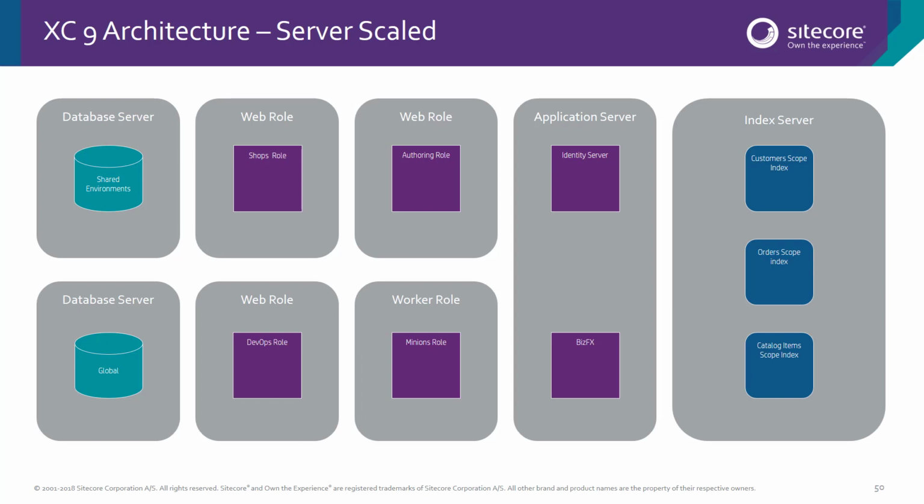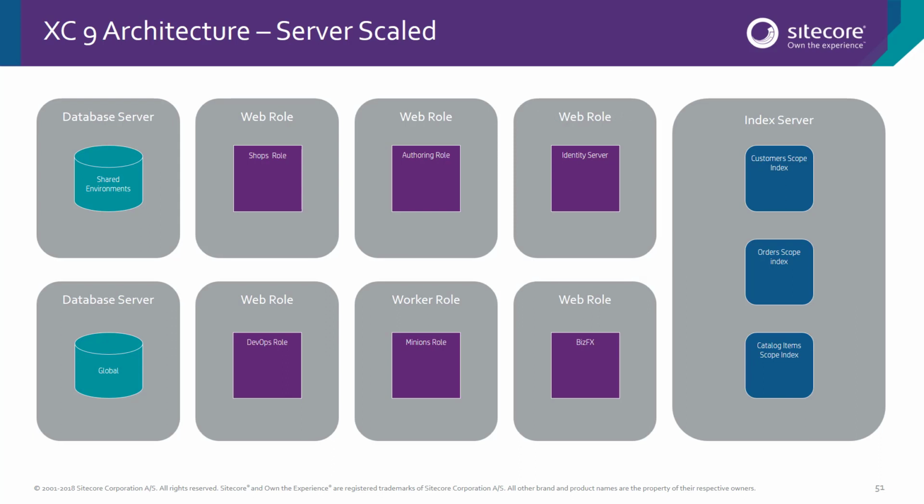Continuing down this path, you can see how now each of the engine roles have also been pushed out to their own instances. This gives you the ability to individually scale each of the engine roles as required. For example, if you have a storefront with a large amount of traffic, then you can scale the shops role to handle more traffic than the others. Another example would be a site where you have a large number of merchandisers making a large number of frequent changes. This architecture would then give you the ability to scale out the authoring role to be able to handle the load there.